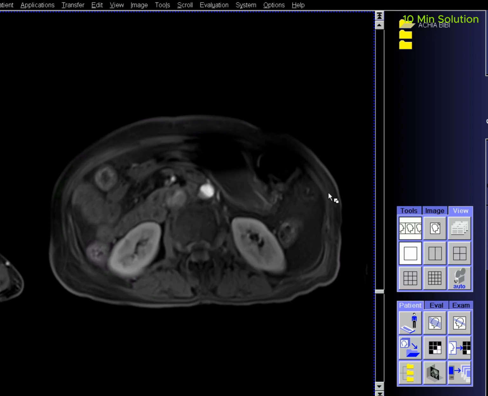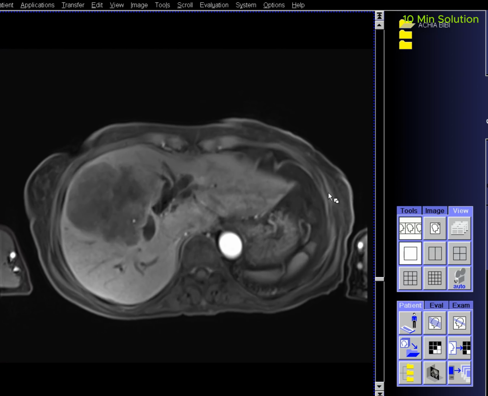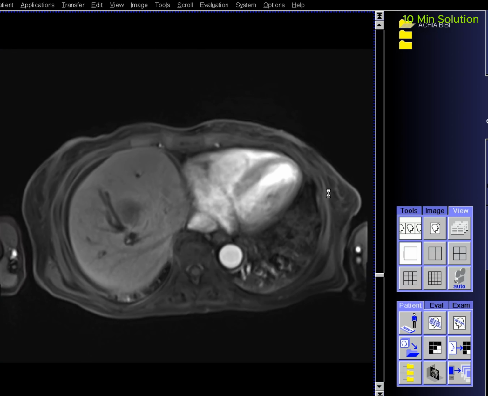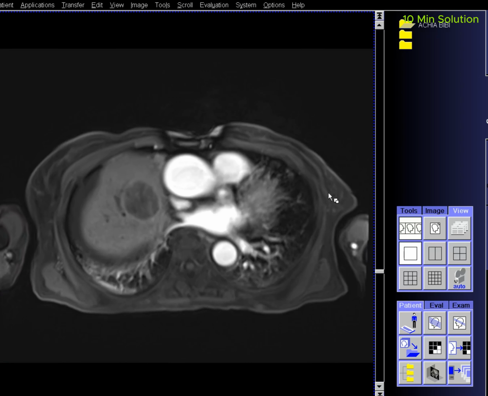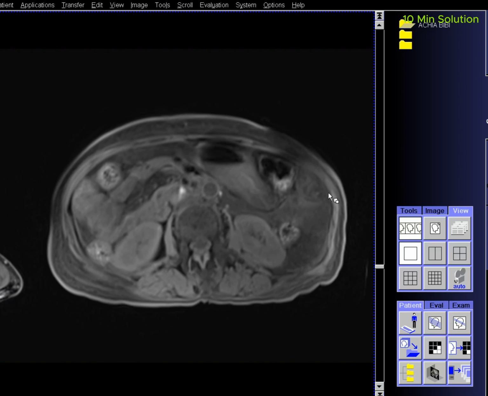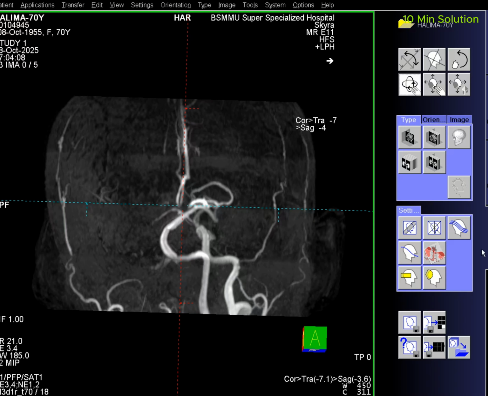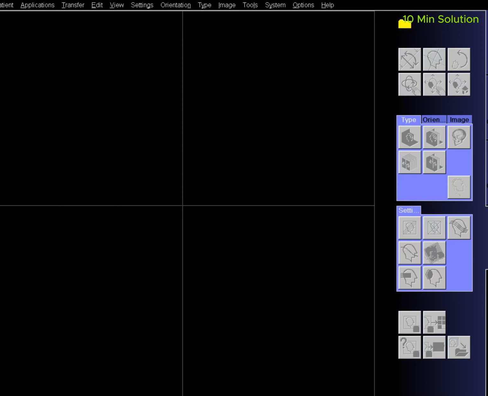Fast breath-hold T1 and T2 sequences with smaller slice thickness and high resolution are routinely used for liver imaging. Contrast-enhanced T1-weighted scans play a significant role in liver imaging due to their high sensitivity and specificity in detecting and characterizing focal hepatic lesions.